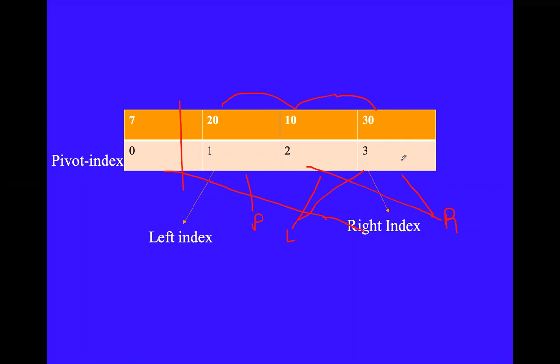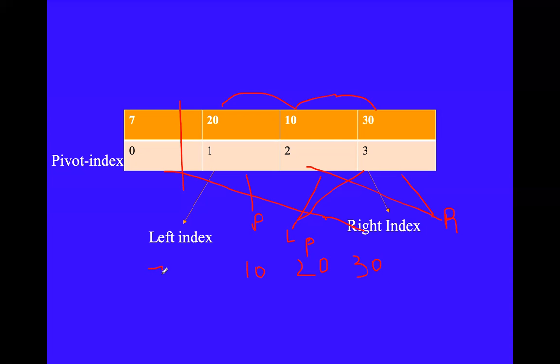Then what will happen? We will exchange the P and right index. The list will become: 10 will be here, and 20 will be here. This is our pivot element, and 30 will be here. So this will be P, the left-hand list is less than the pivot, and the right is greater. Only one element is there, so no need of sorting here.